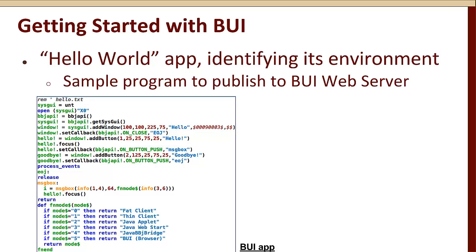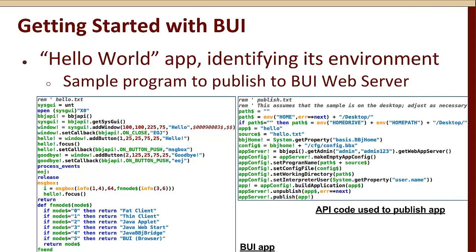So let's have a look at some of that code. This app simply returns the information from the info 3,6 function to determine the mode and report whether it's running in fat client, thin client, or the BUI environment. And then this little sample code here is the sample API code used to publish the app, given information like the path to the source program, the config.bbx that it'll use, and information relating to all of the other configuration options that you would see in Enterprise Manager.